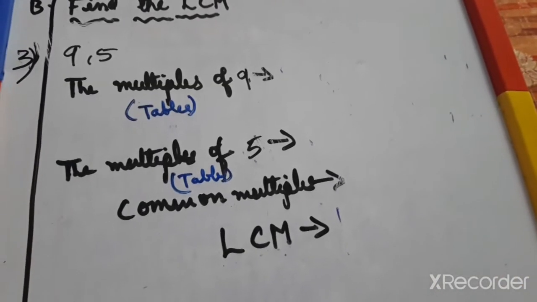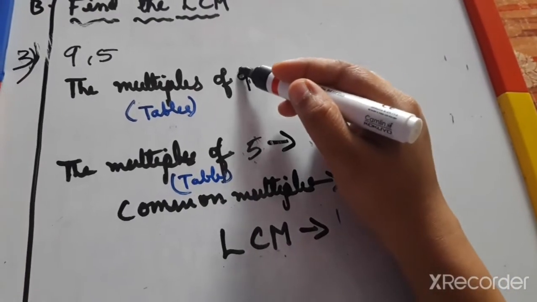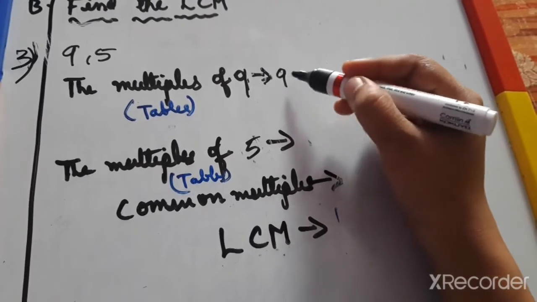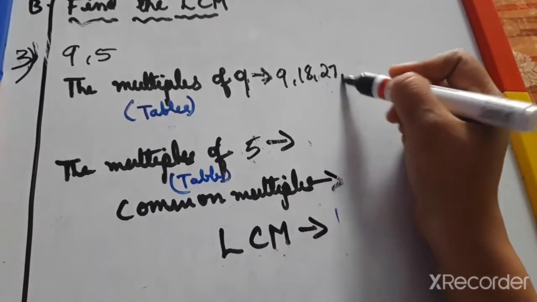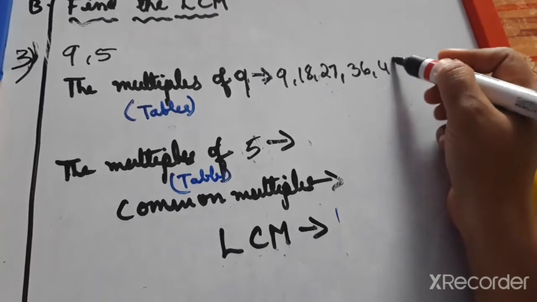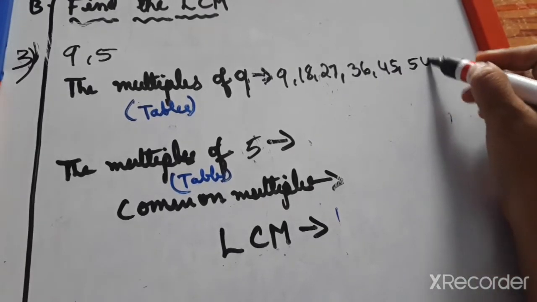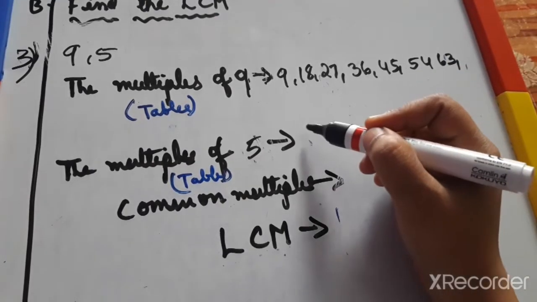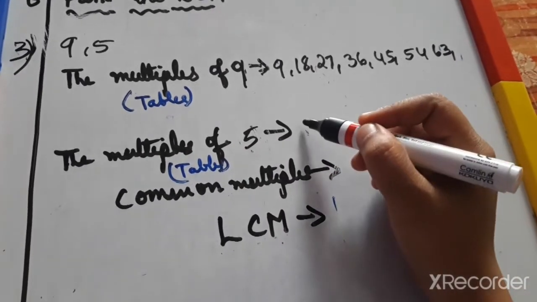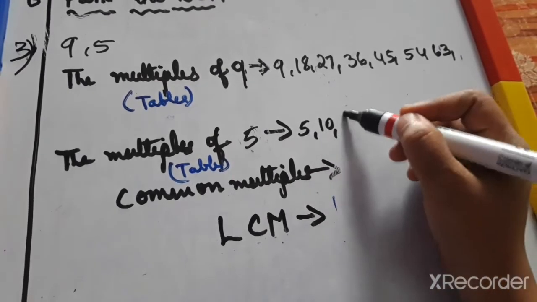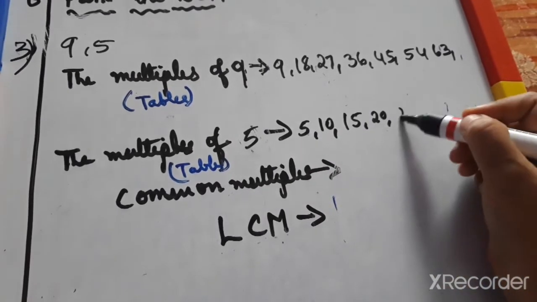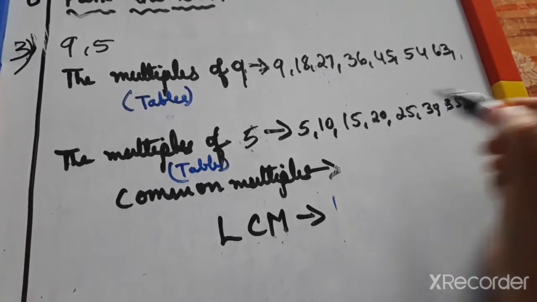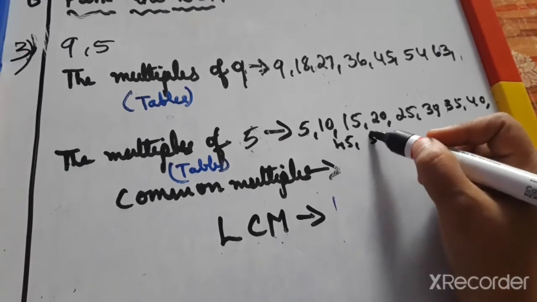Now the third question, 9 and 5. We have to write the multiples of 9, then the multiples of 5. Multiples of 9 means 9 ones are tables. 9 ones are 9, 9 twos are 18, 9 threes are 27, 36, 45, 54, 63. Then 5 ones are tables we have to write. 5 ones are 5, 5 twos are 10, 5 threes are 15, 20, 25, 30, 35, 40, 45, 50.